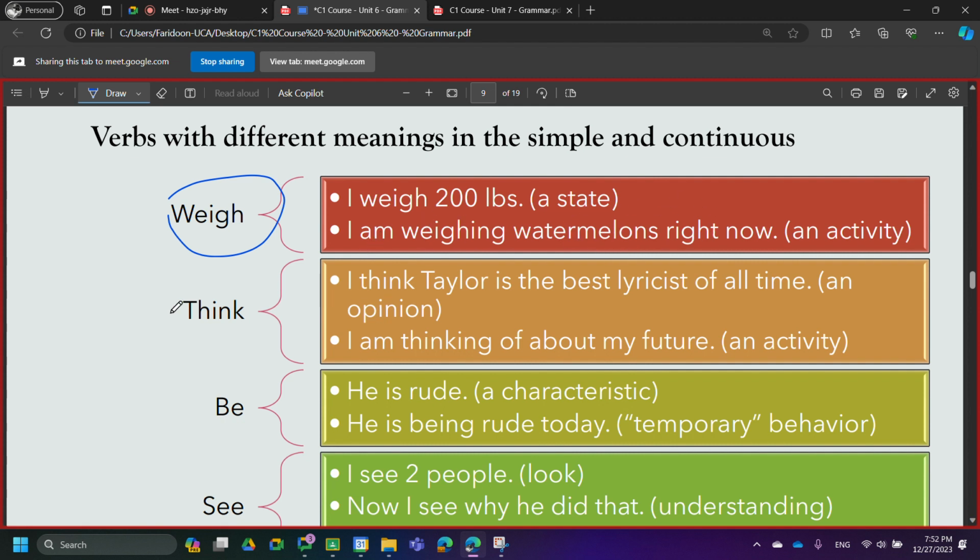Okay. Then you have think. Now the first one is an opinion. I think Taylor is the best lyricist of all time, even though it's kind of a fact, but we're going to say it as an opinion here. But it can also be used as an activity, like I'm thinking about my future. So this is an activity that you're doing, you're losing energy, and it's actually a mental process.